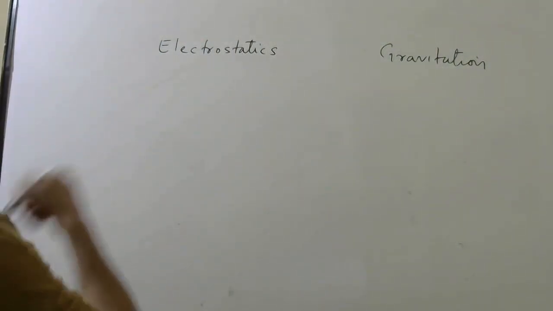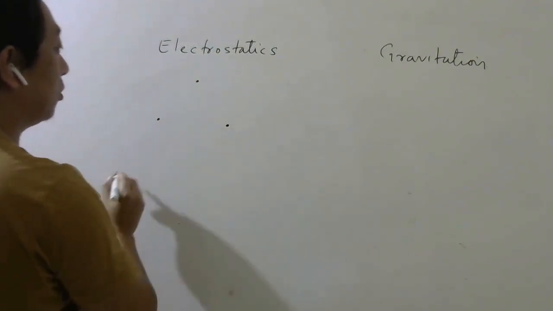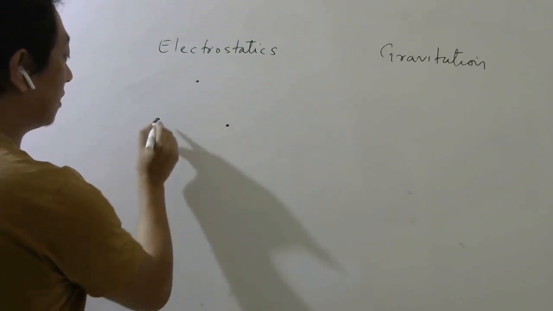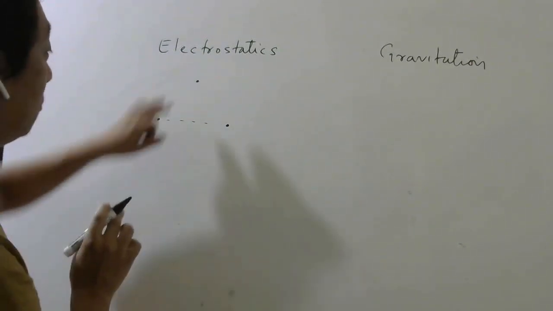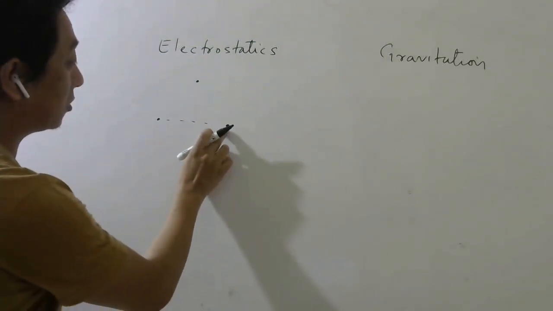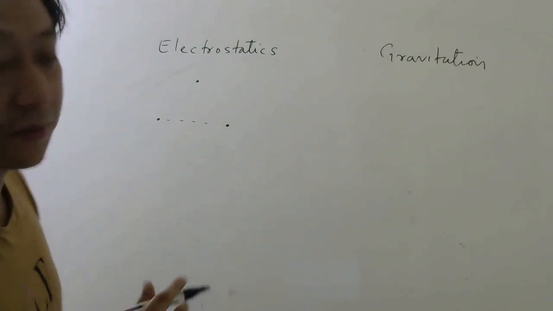Then here we have the superposition principle, right? If you have three charges and you want to find the force on this charge, then first you have to find the force on this by this, assuming this is not there. Then find the force on this by this, assuming this is not there. Then you take the vector sum.